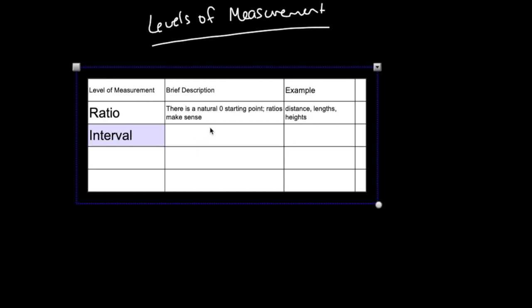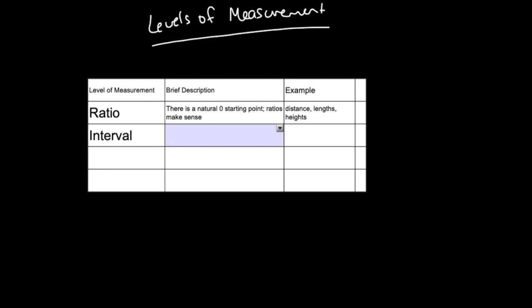Interval is the next type of level of measurement. And with interval, differences are meaningful. But there is no natural zero starting point. So now I can use negative numbers to represent this type of data. Ratios are meaningless.